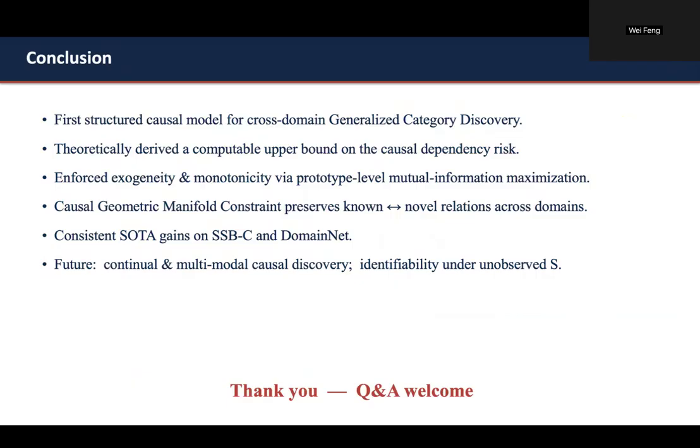To conclude, carrier GCD provides a carrier formulation for cross-domain generalized category discovery. We derive a computable carrier risk bound, implement exogeneity and monotonicity through prototype level mutual information, and preserve category geometry with CGMC. The experiments on SSBC and DomainNet show consistent performance improvement.